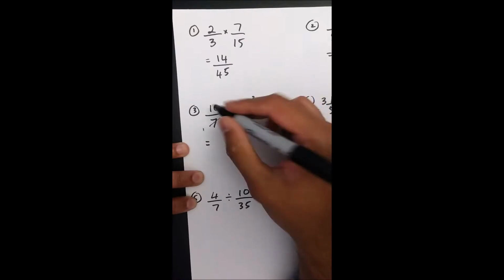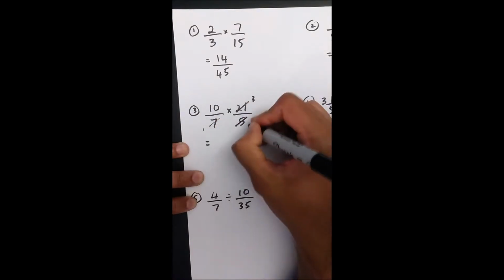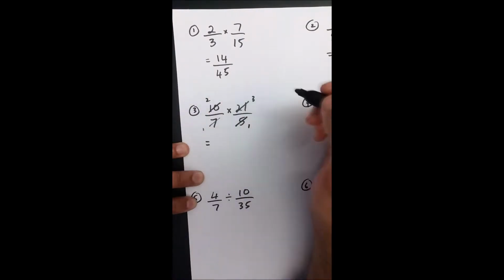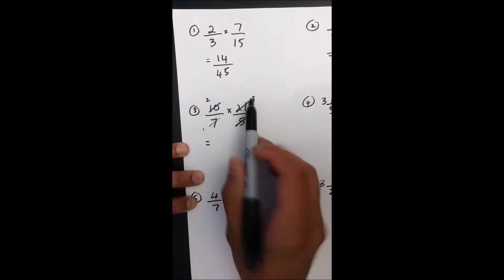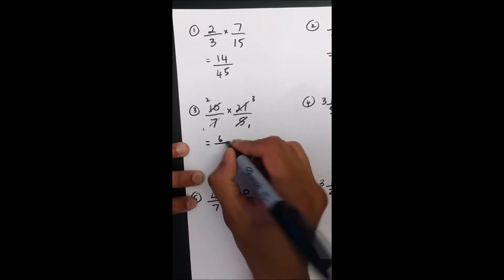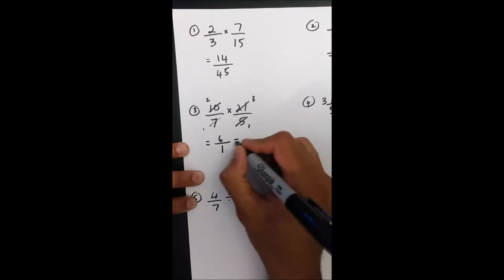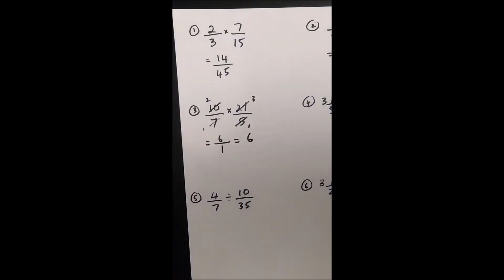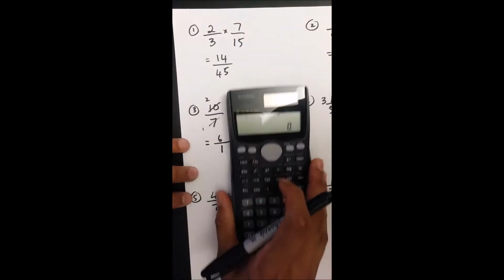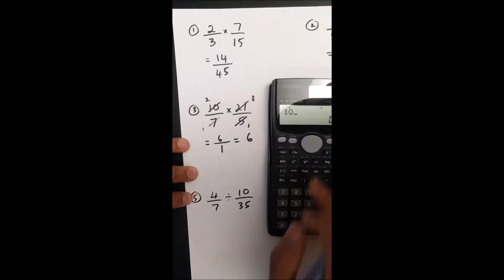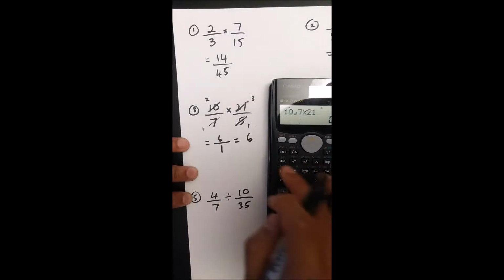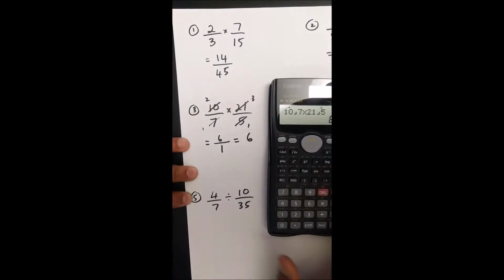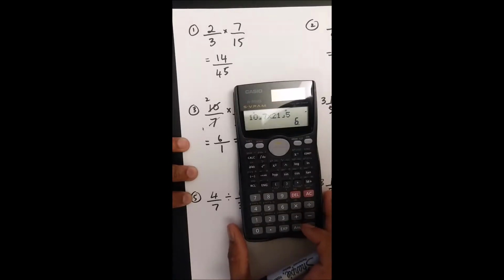Again, I'm going to divide both these numbers over here by 5. That's a 1, that's a 2. So I'm left with 2 times 3 on the top, which is 6, and 1 times 1 on the bottom, which is 1. So that's just 6. Again, I can do this in my calculator: 10 over 7 times 21 over 5. Get the same solution.